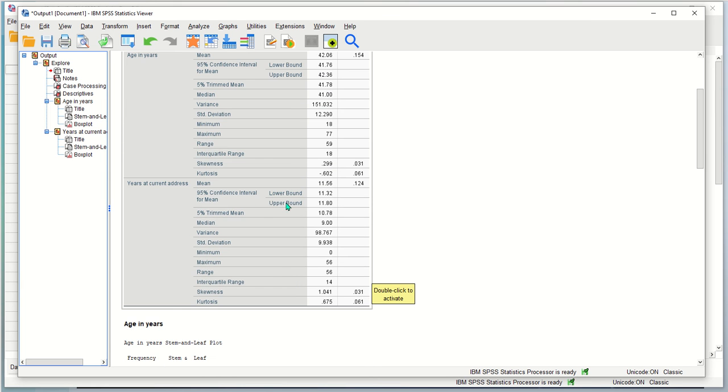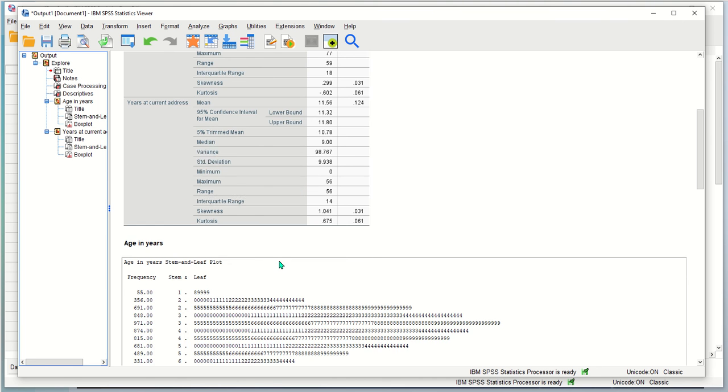For the years at current address, you'll notice when they trimmed the mean for this value, 2.5% of the numbers from the top and 2.5% of the numbers from the bottom, the trimmed mean is much lower actually than the mean without doing so. So there could be some outliers here in the years at current address.